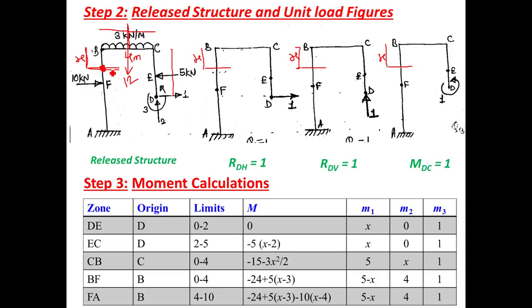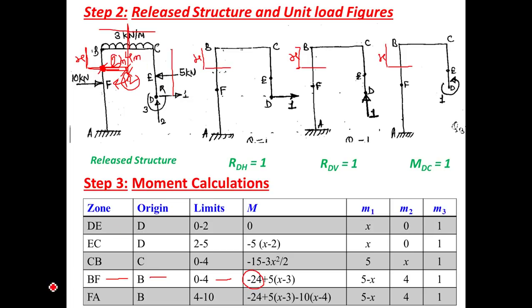We are taking moment here. So this is the perpendicular distance, which is equal to 2 meter because total BC is 4 meter, and half of 4 is 2. So what is the moment of UDL now? 12 into 2, that is 24, and it is clockwise in nature, so minus 24. If you look at the fourth row of this table, B to F, origin is B, limits are 0 to 4. First element of moment is minus 24, that is 12 into 2, and clockwise means minus 24. This is the moment of UDL.